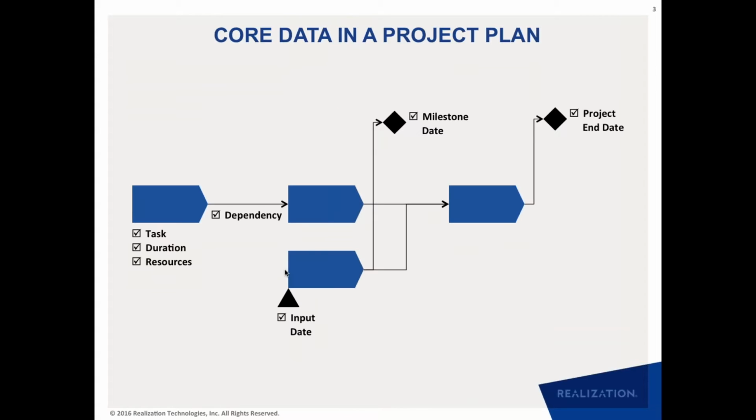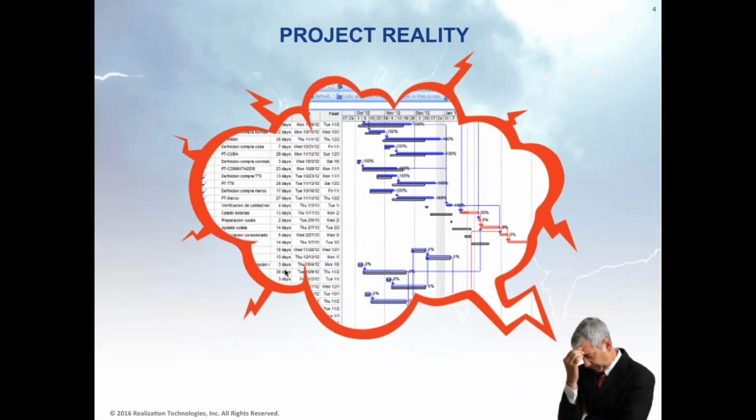Now, the core data in a project plan, we all know, is these few data elements. You have tasks, you have durations, you have resources that are required to do those tasks, you have dependency between the tasks, and then you have some dates, milestone dates or project end dates, as well as the input dates. The challenge, of course, is that in projects, everything is in constant flux. So you can create a very nice project plan on the front end, but almost as soon as the plan has been created, you start experiencing these changes.